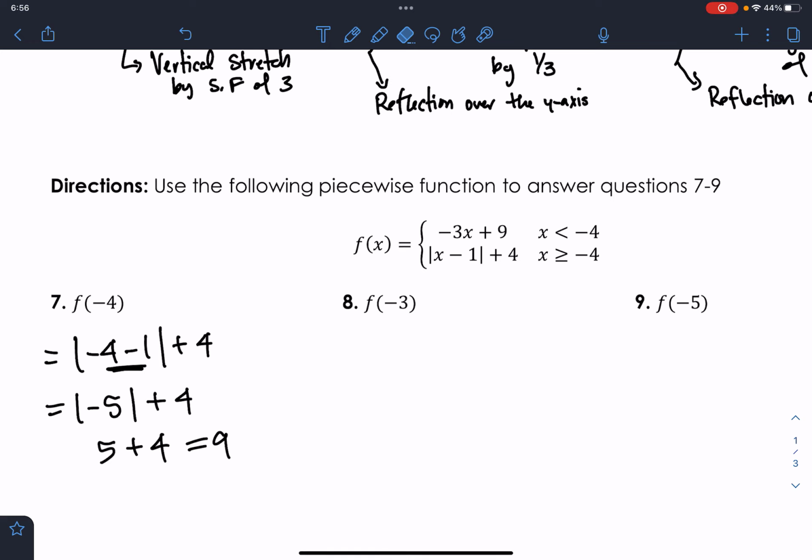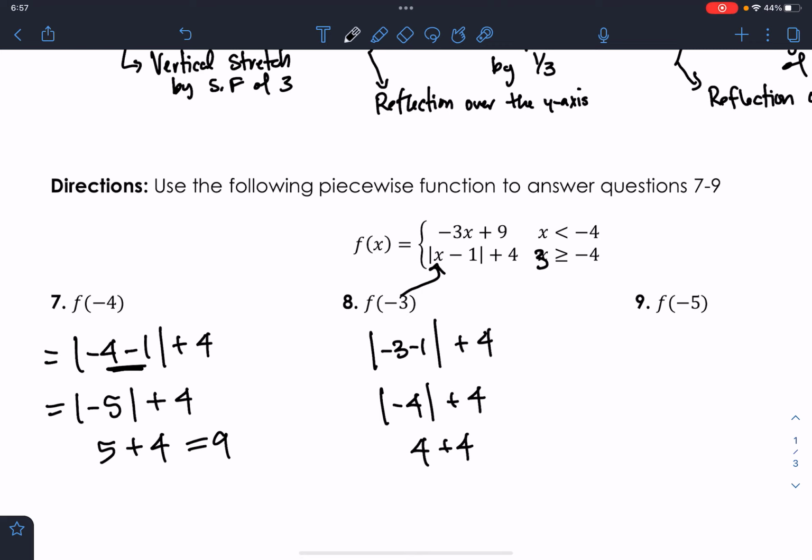Now on number 8, we're going to plug in negative 3. Well, negative 3 is bigger than negative 4. So again, we use the bottom equation, and we're going to plug in negative 3 into this x there. So we subtract it again by 1, which is negative 4. We get the absolute value, and our answer is 8.